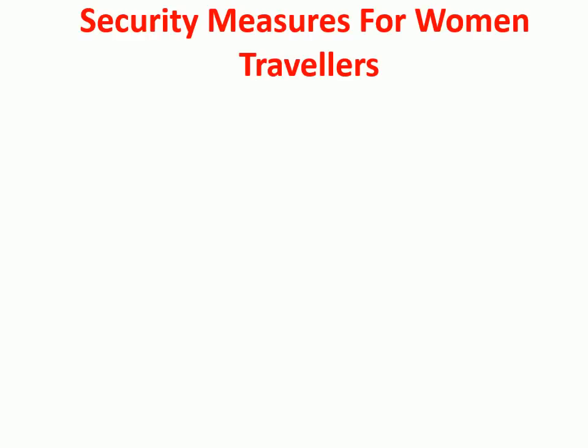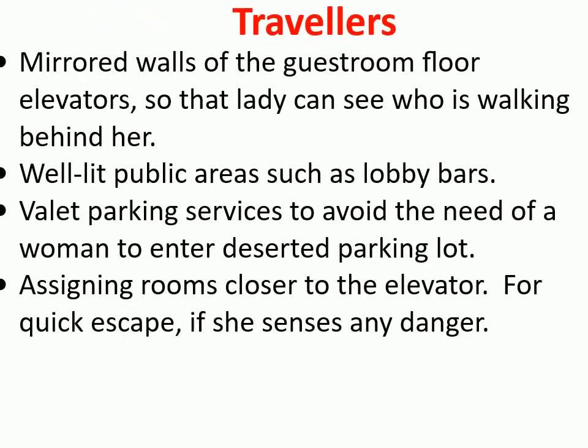Security measures for women travelers. Mirrored walls in the guest room floor elevators, so that a lady can see who is walking behind her. Well-lit public areas, such as lobby bars. Valet parking services, to avoid the need for a woman to enter a deserted parking lot. Assigning rooms closer to the elevator, for quick escape if she senses any danger.